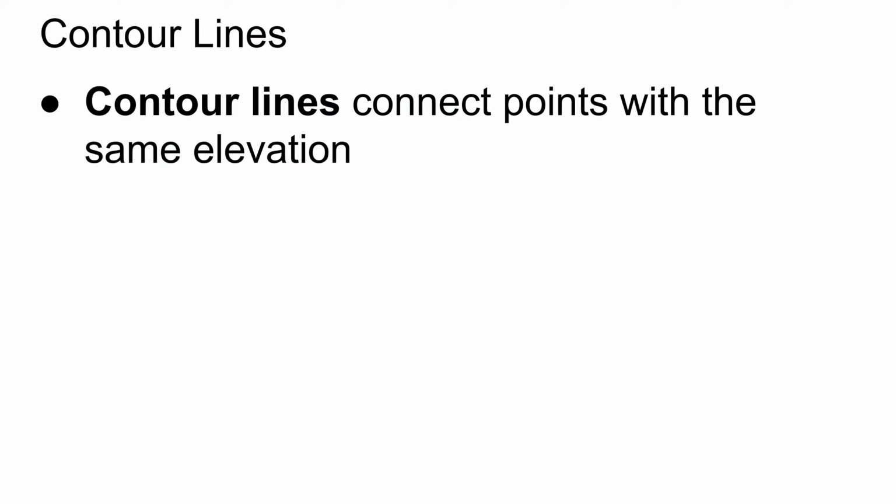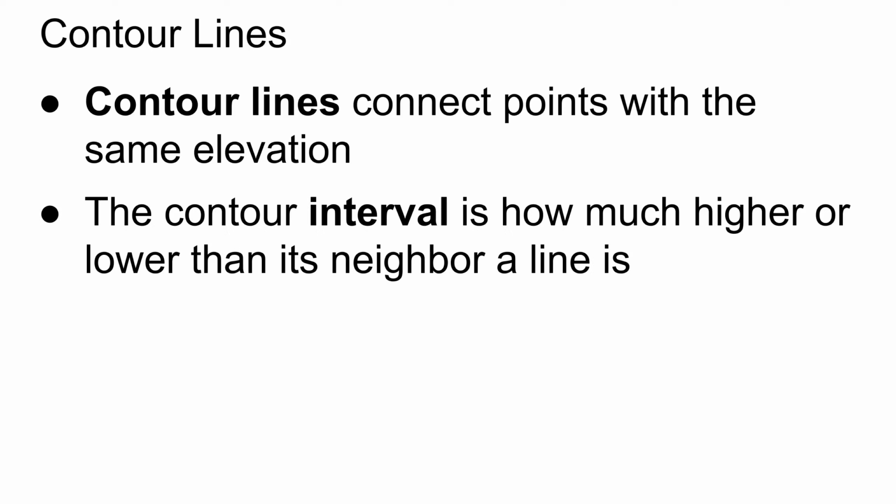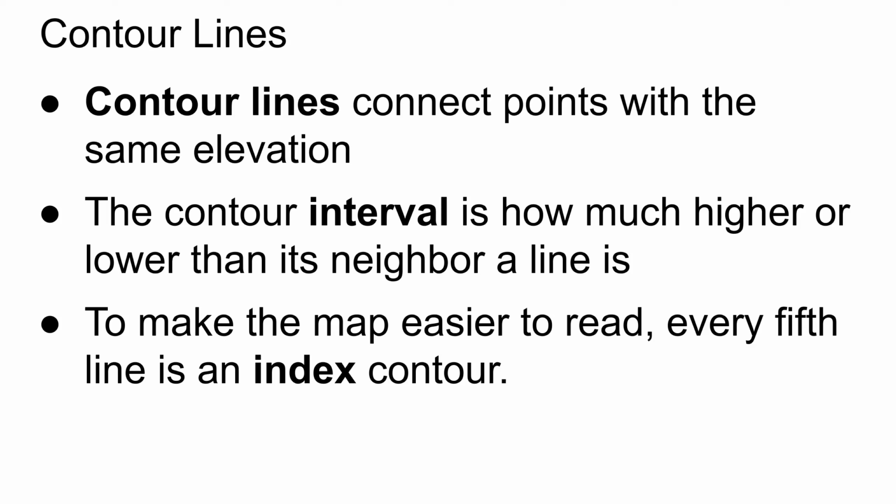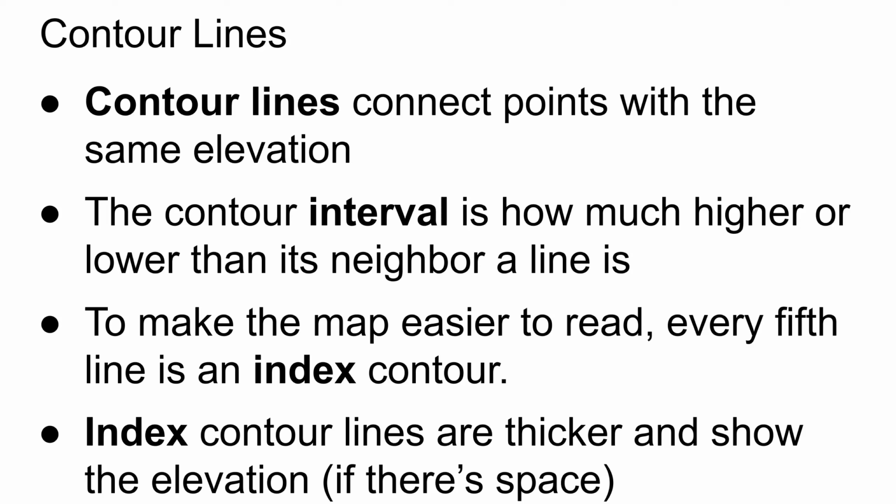So, a super quick review of the key terms for contour lines. Contour lines connect points with the same elevation. The contour interval is how much higher or lower than a neighbor each line is. To make a map easier to read, every fifth line is an index contour. The index contour lines are thicker and show the elevation. But remember, every contour line is a contour line. It's just for convenience that the index contour lines are thicker and show the elevation. Each contour line will be higher or lower by the contour interval.